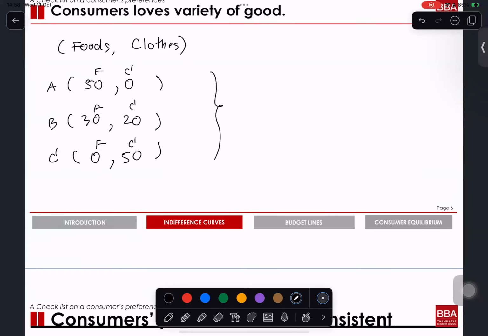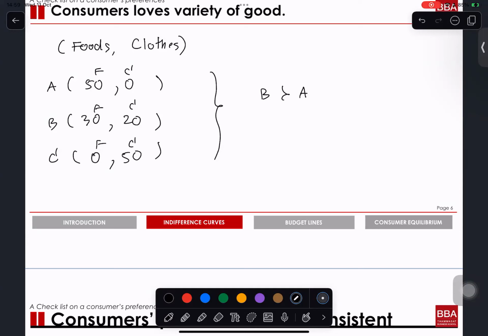To comply with this, consumer love of varieties, this guy must say that B is preferred to A. A is an extreme basket, contains only one of the 2 goods, only food, no cloth. We call this type of basket an extreme basket. C as well is an extreme basket, contains only one of the 2 goods, full of clothes but no food at all.